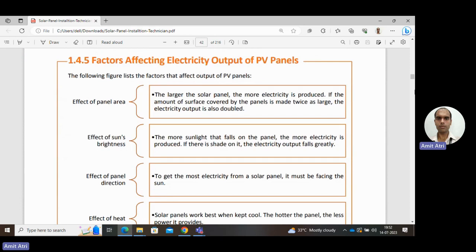Factors affecting electricity output of PV panels. The first one is the effect of panel area. It is directly linked with the electricity produced. The larger the area of the panel, the larger the amount of electricity produced. Means if the area is doubled, the electricity produced will also be doubled. Second, the effect of the sun's brightness. That also directly affects it. As the brightness of the sun increases, more electricity will be produced.